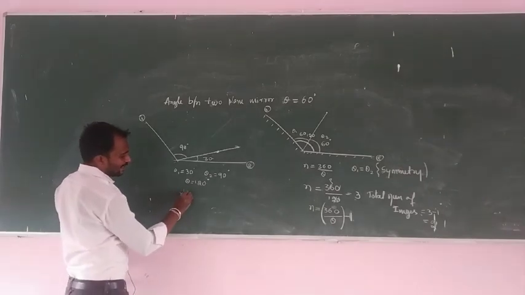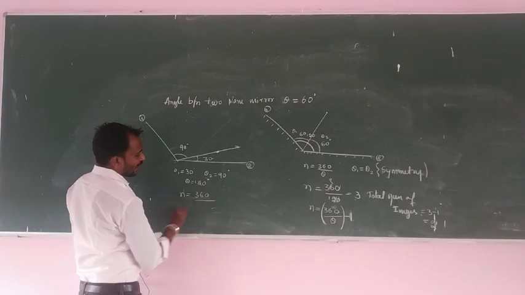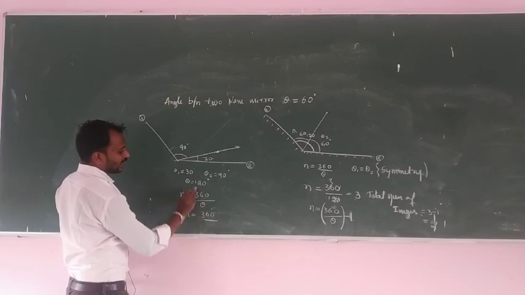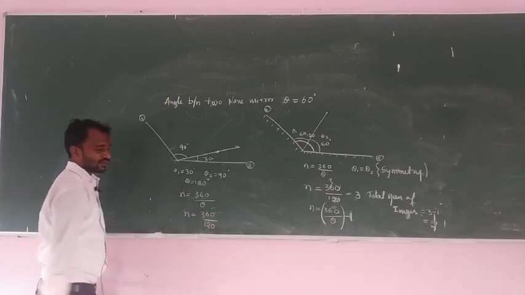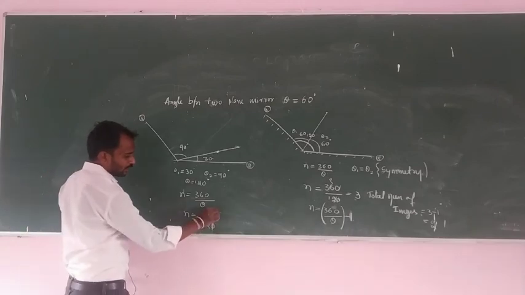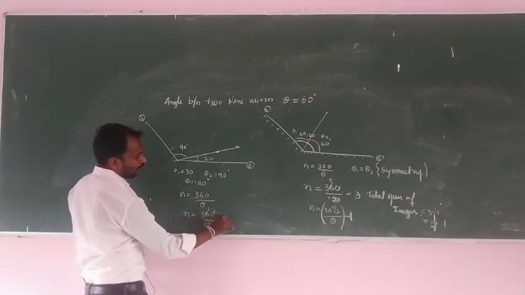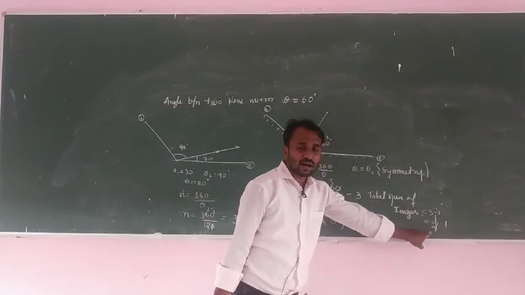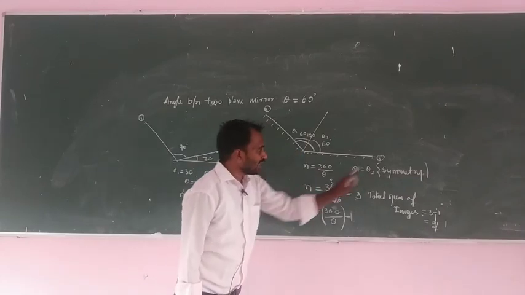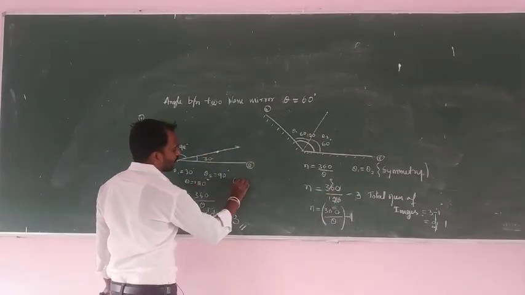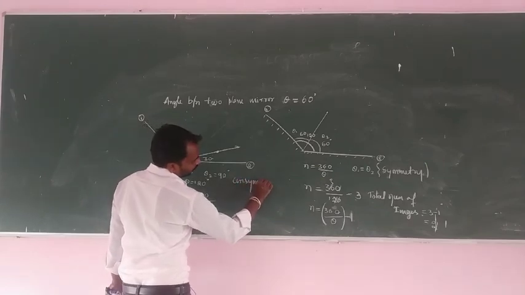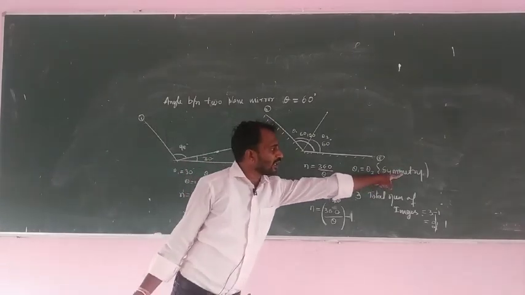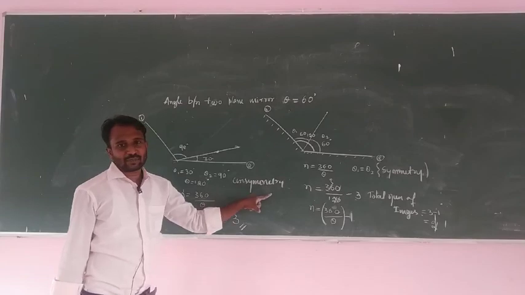Then n is equal to 360 divided by theta, where theta is 120. Here we cancel, 1 and 3. So the total number of images we consider is 3, and here the total number of images is only 2. Why? Because this one is a symmetric condition and this one is an unsymmetric condition.